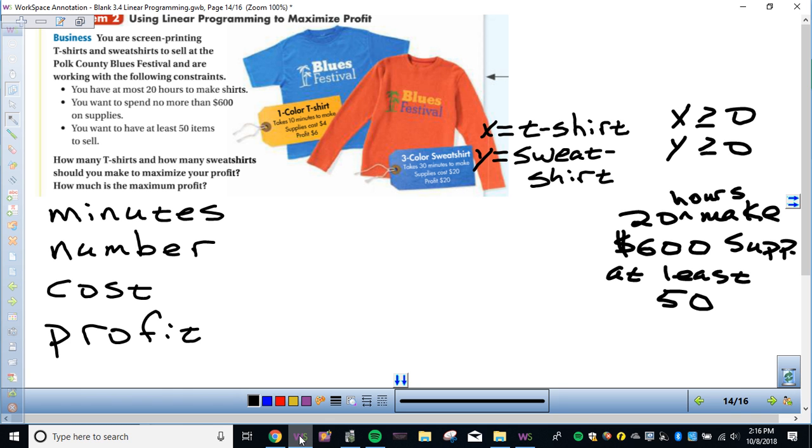So if we have 20 hours to make the t-shirts, what's the inequality? Less or greater? Less. Can it be exactly 20 hours? Yeah, it can be exactly 20. So I'm going to write the 1,200 over here. Actually, I'm going to move it up a little to keep things lined up. So 1,200 less than or equal to. And then how long does it take to make a t-shirt? 10 minutes. So 10x plus what? How long does it take to make a sweatshirt? 30y.